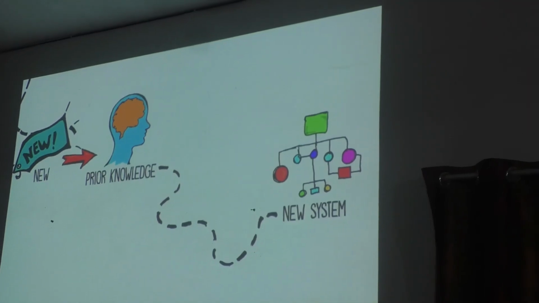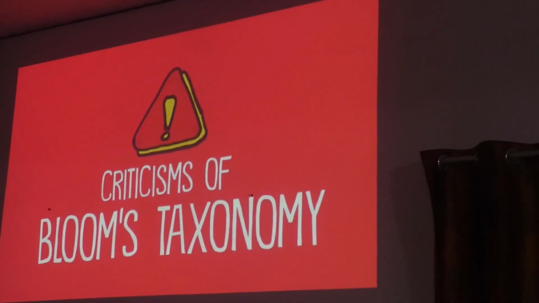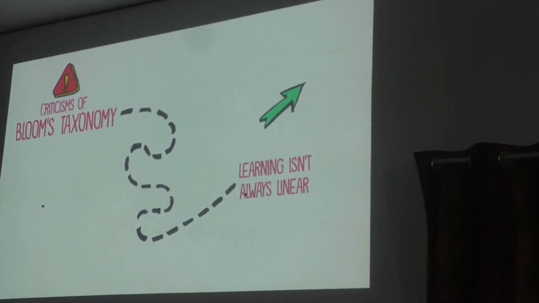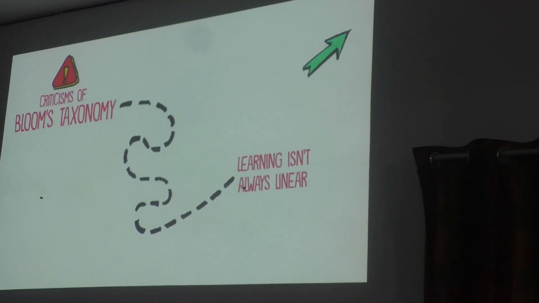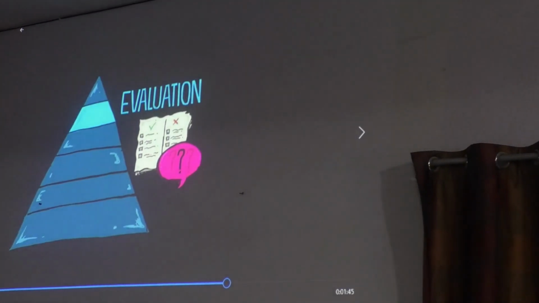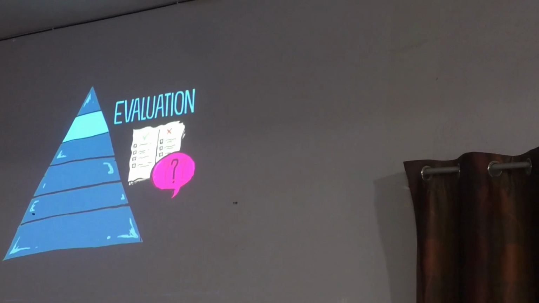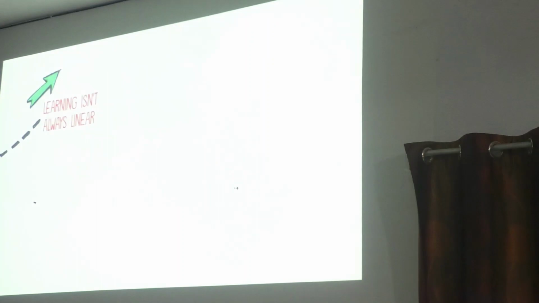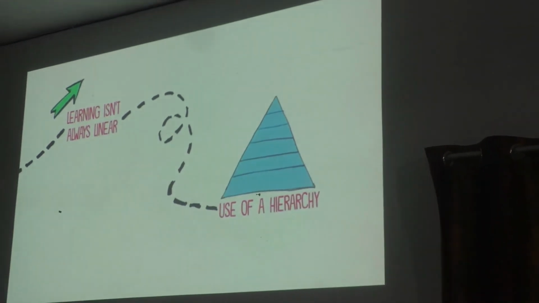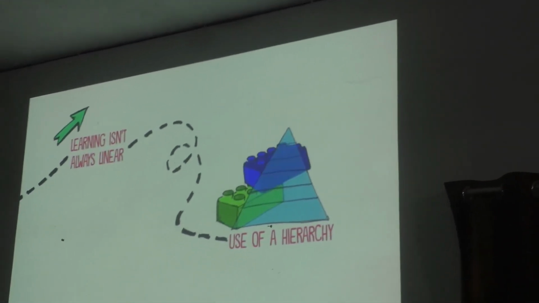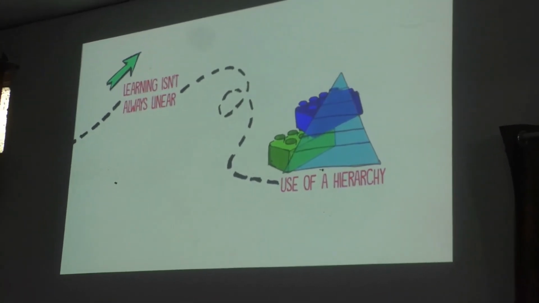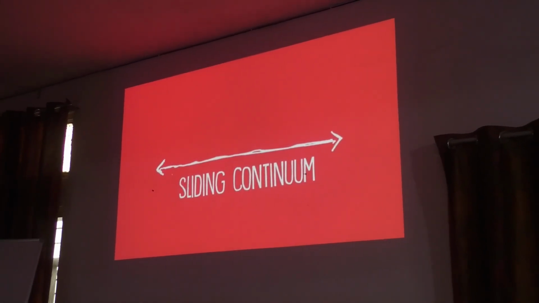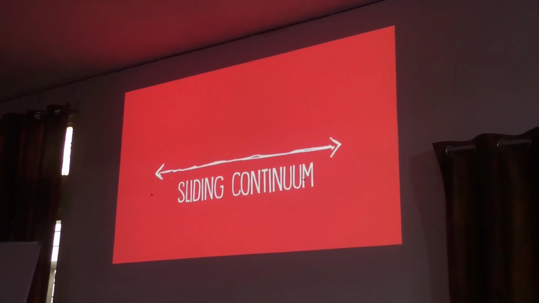We should note that there are some valid criticisms of Bloom's taxonomy. First, it treats learning as sequential. But learning isn't always linear. For example, a teacher might start with an evaluation-based question to pique students' interest before doing a hands-on application activity in the apply category. A second criticism is with the use of a hierarchy. This implies specific levels that are dependent on each other as building blocks. But learning sometimes is more like a sliding continuum where you move back and forth as you learn.